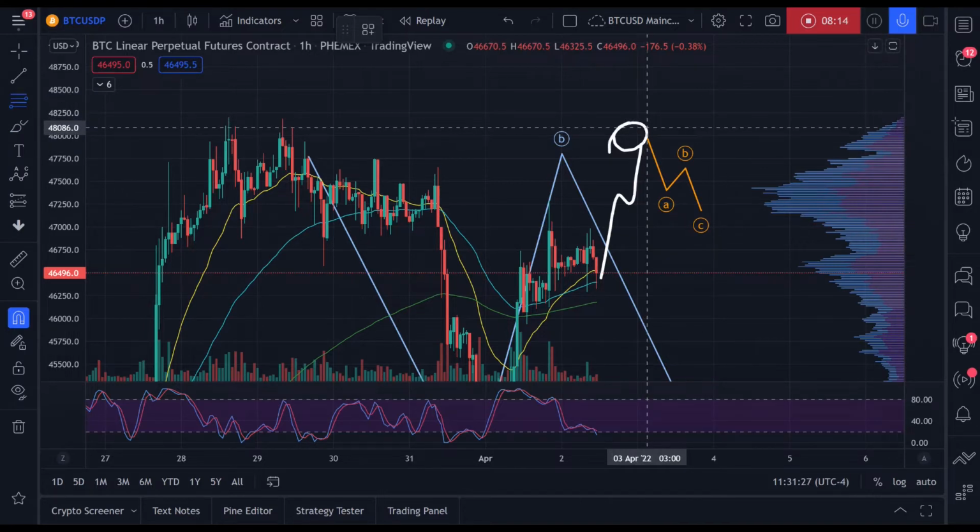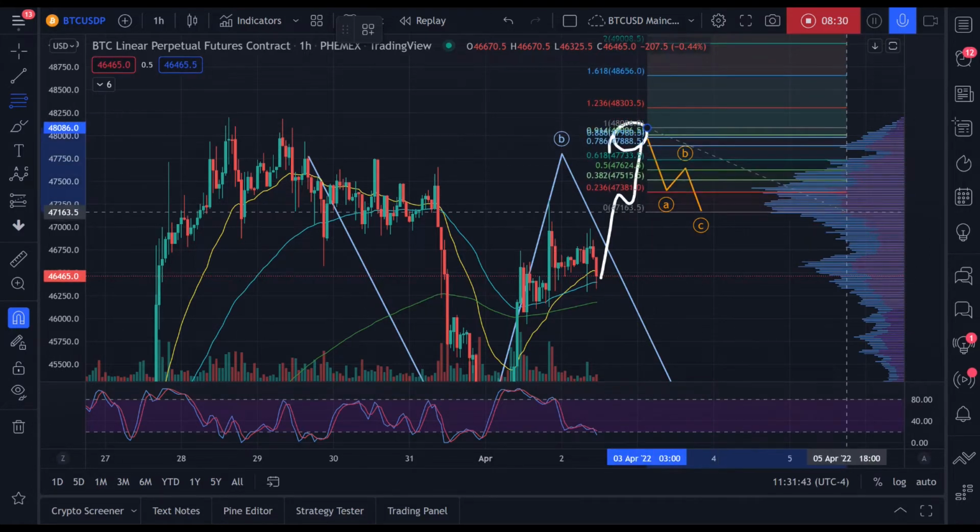Once I get that A wave and I can identify that A wave clearly, okay? And typically it's a 3-wave move, an ABC flat correction, okay? Sometimes it can be a 5-wave move, in which case you'd get a zigzag, but usually it's a flat correction.